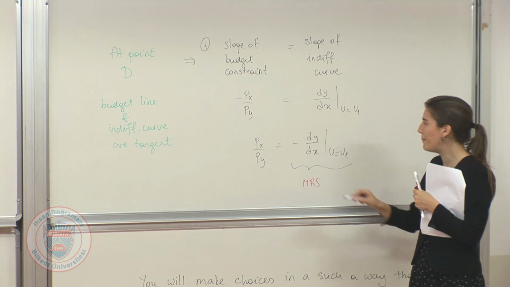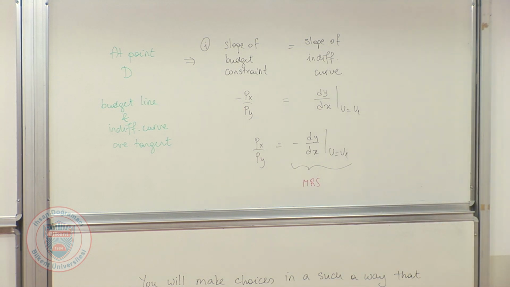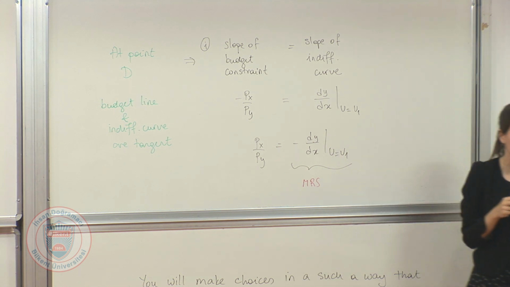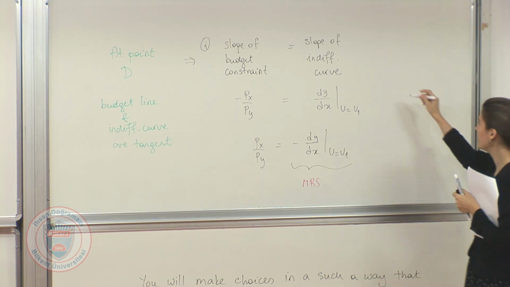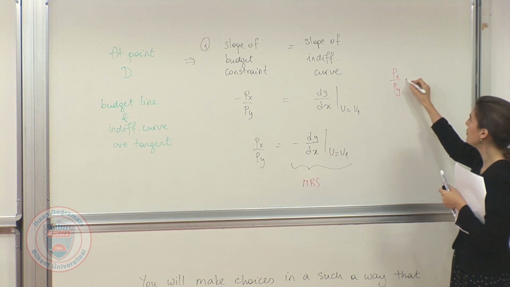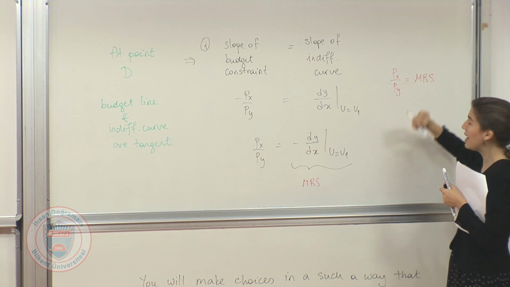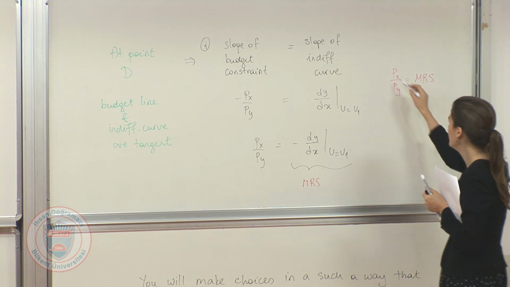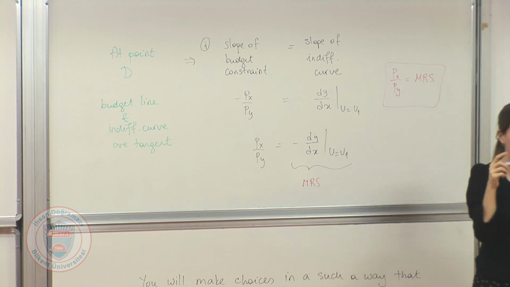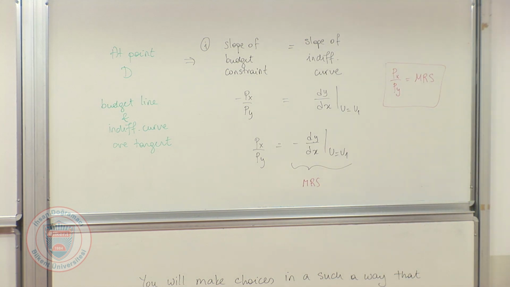So you see what's happening at the optimal point, the point that you would choose given your budget constraint, when you would like to maximize your utility. So what is the condition, apparently? The ratio of the prices should be equal to the marginal rate of substitution at that point. So apparently, the optimal x and y should satisfy this condition, okay?